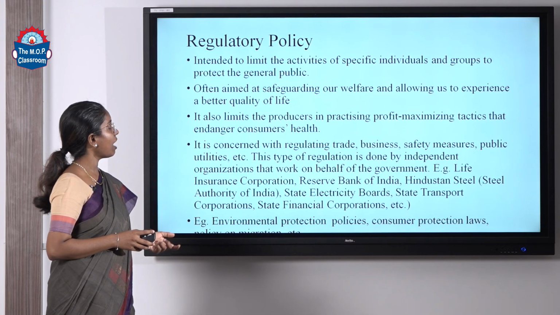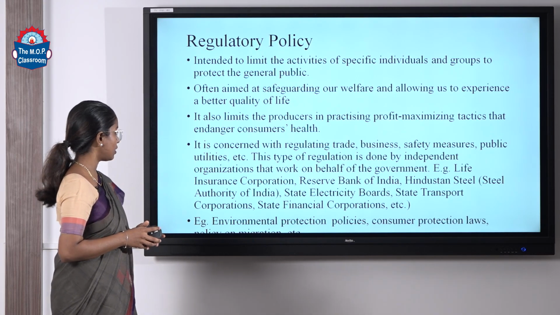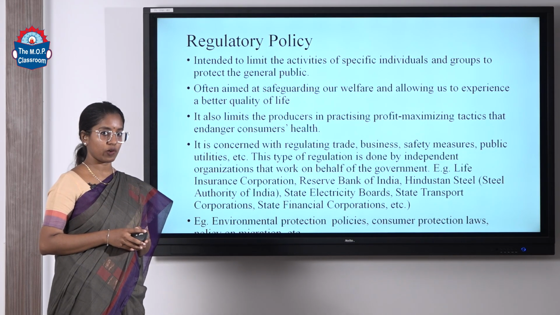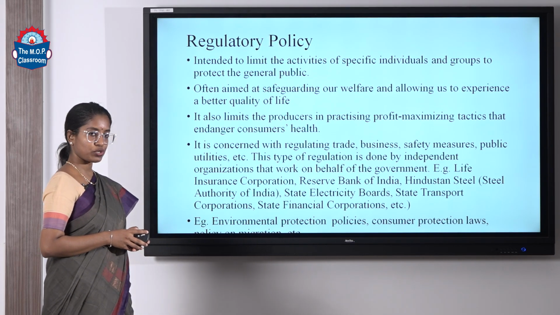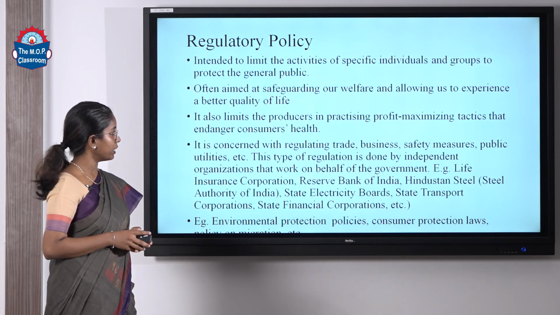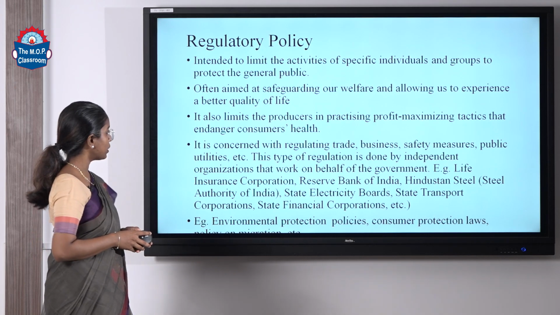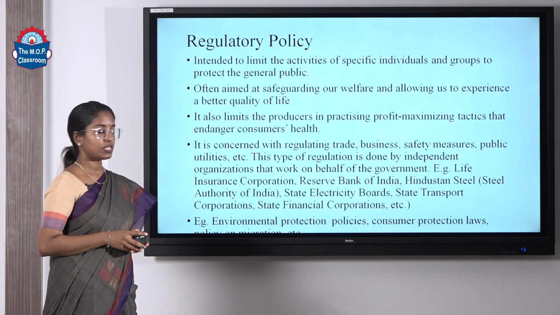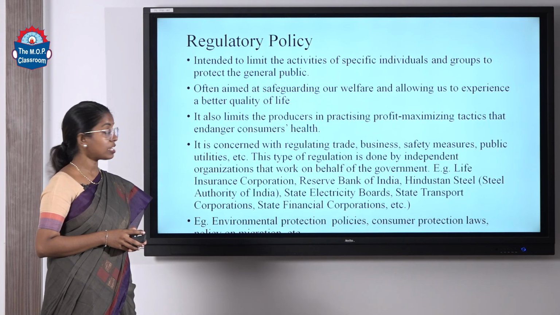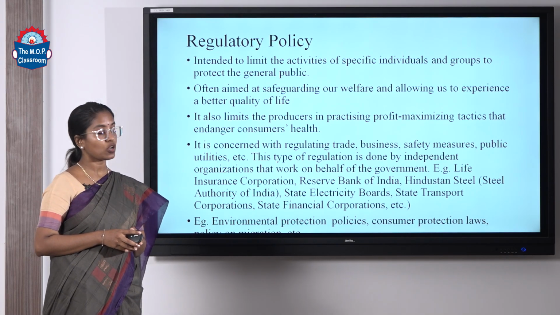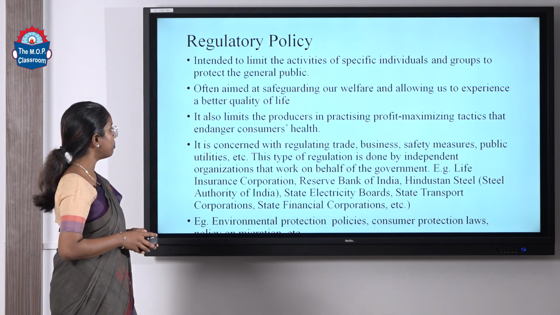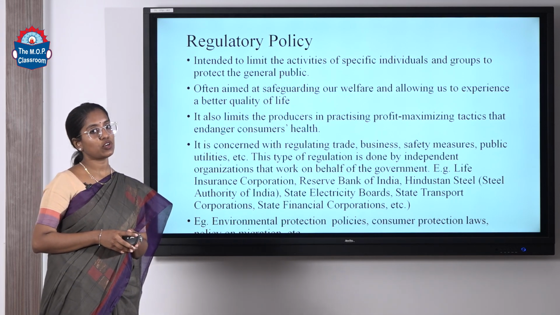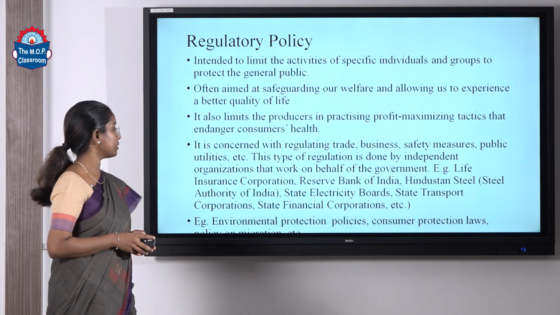It is concerned with regulating trade, business, safety measures and public utilities. For that, we have a set of organizations and institutions which work on behalf of the government. For example, the Life Insurance Corporation, the Reserve Bank of India, the Steel Authority of India, state electricity boards, state transport corporations and state financial corporations, etc. will be acting on behalf of the government to regulate these kinds of activities among the population.